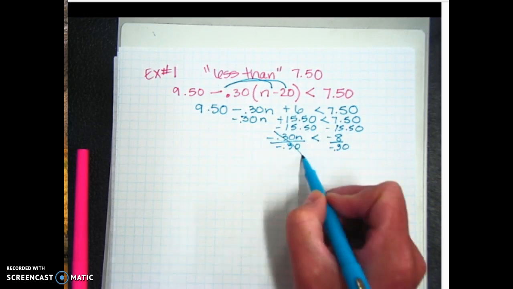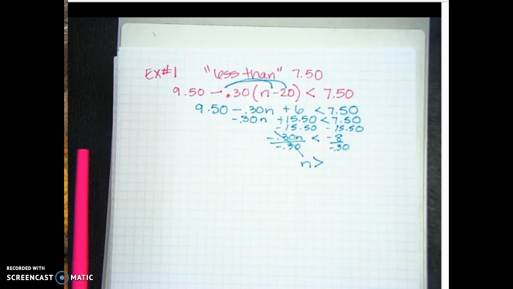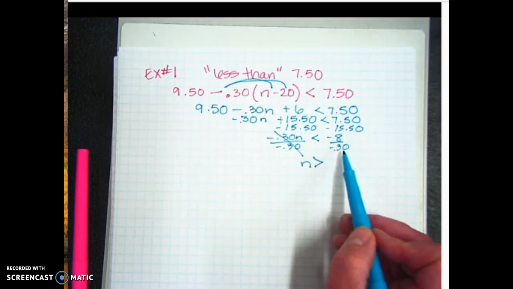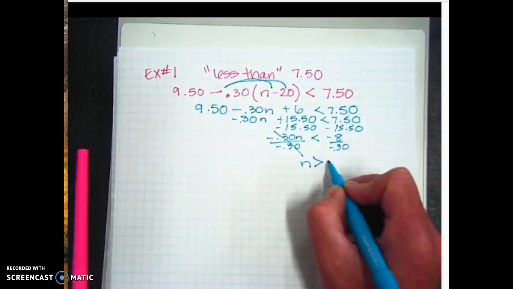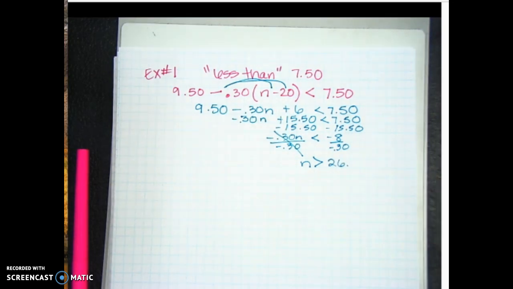So these cancel, and we have n, flip this around to greater than, and then if you type this in your calculator, you're going to get something like 26 point, and then in your calculator it's going to say 6666666 all the way across your calculator screen, right? That's like 6 with a bar.